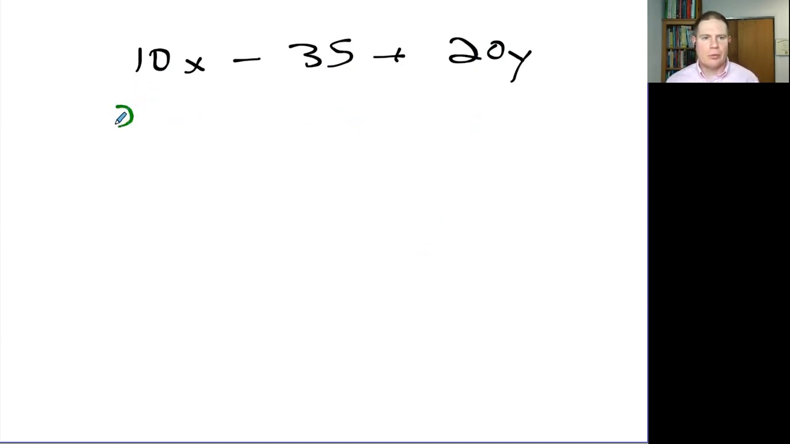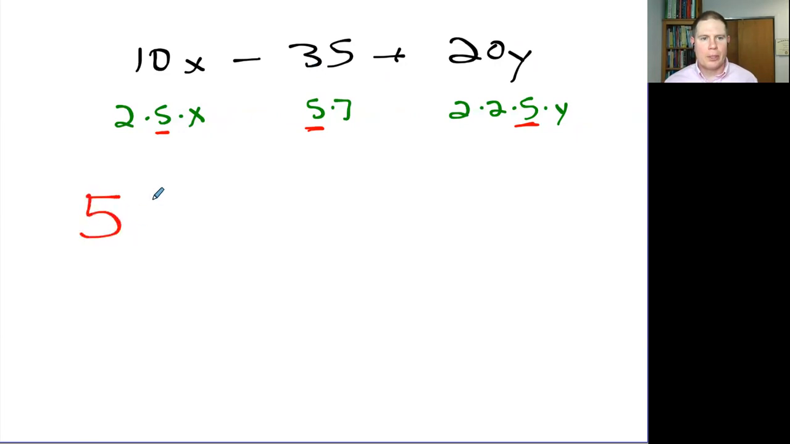Well, 10, that's 2 times 5. 35, that's just 5 times 7. 20, that's 2 times 10. And 10 is 2 and 5 times y. So what number is showing up in every list? I've got 5 here. This also has an x, but this does not have an x, this does not have an x. So x is not a common factor. y only shows up on 1, right? 5 is the only factor showing up for all 3 terms. So 5 is what I have to put by herself outside the parentheses.